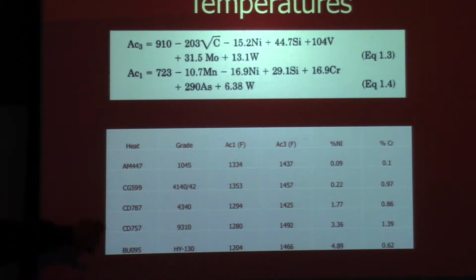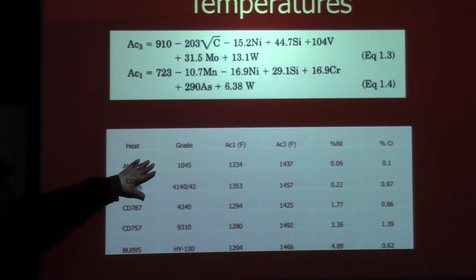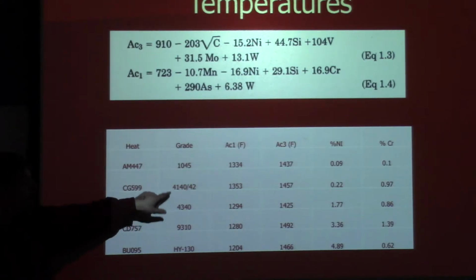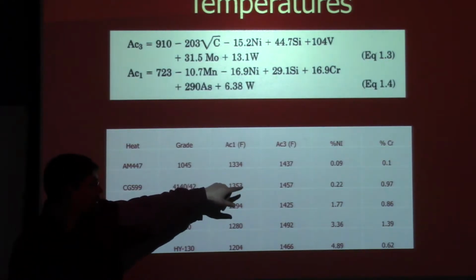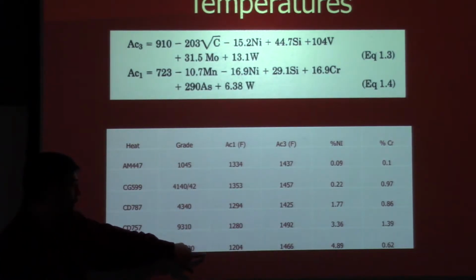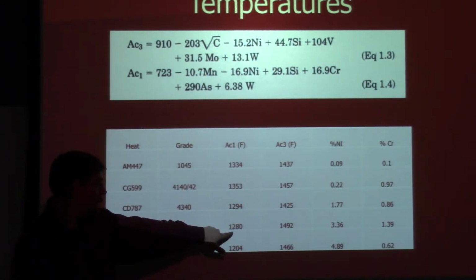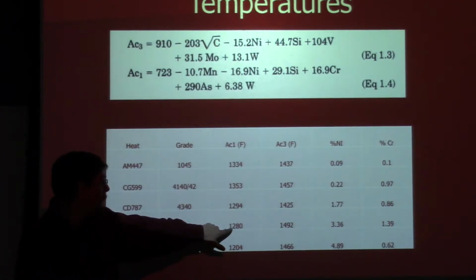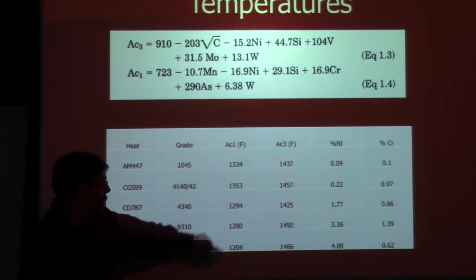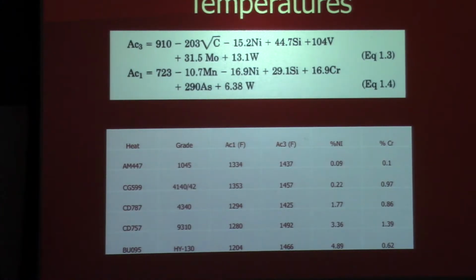Here we have just a list of various types of alloys. These are the heat numbers from the mill that they came from, and the AC1, AC3, and you can see here nickel and chrome. And here's the example I was talking about. Here's an almost 3.5% nickel grade, one that has almost no nickel, and you can see the gap in temperature there.